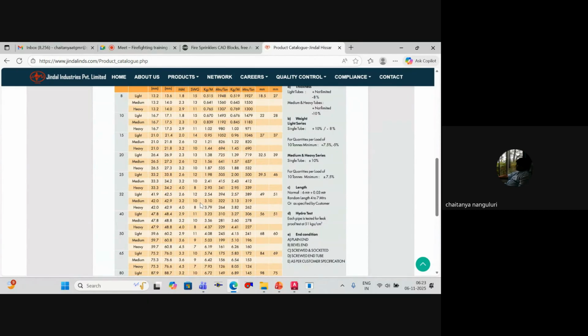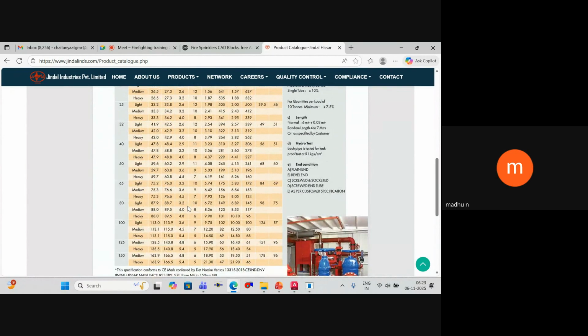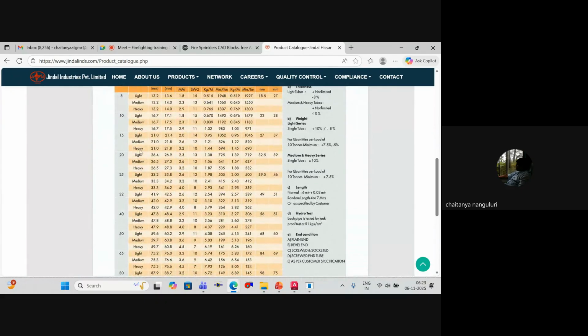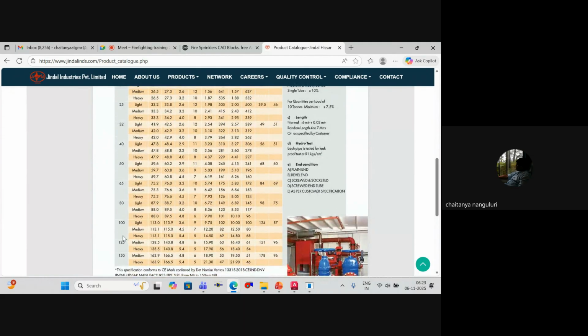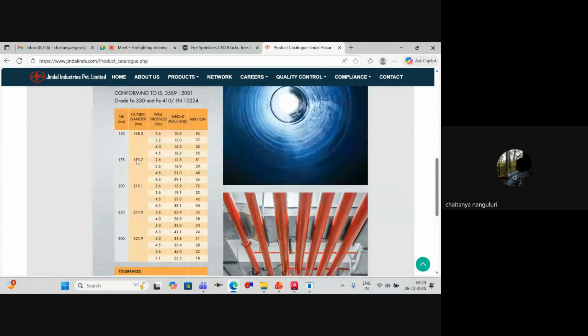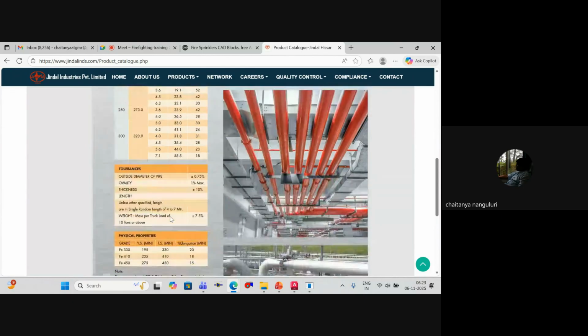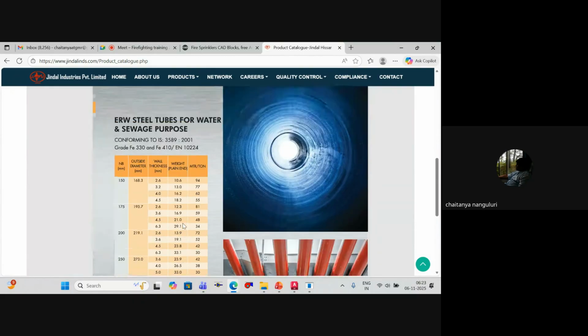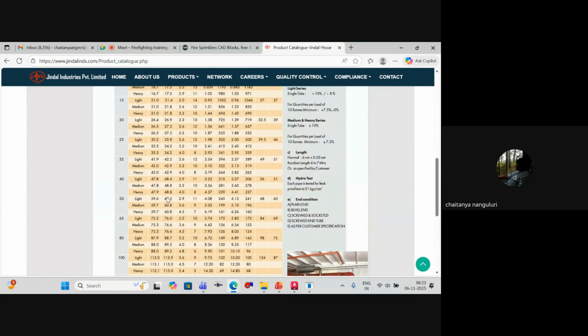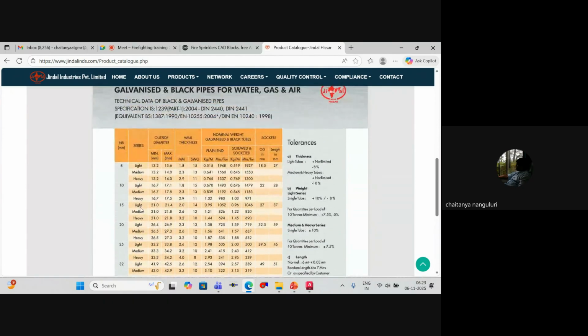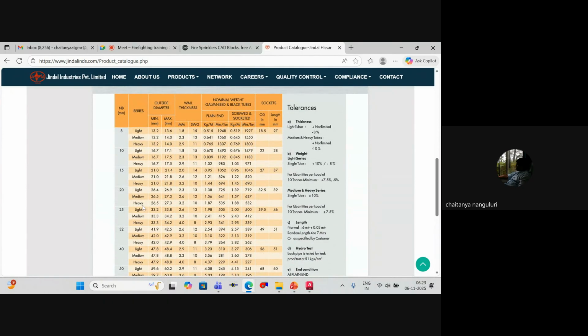Are you able to see the screen? Yes. Okay, so now we have to refer to this particular one. You've got 8, 10, 15, 20, 25, 32, 40, 50, 65, 80, 100, 125, 150 as the standard sizes. Stock of 175 is generally less, but you can get 200, 250, 300, 350. In this case you will always go for heavy, which is what we use in HVAC or firefighting applications, equivalent to our Schedule 40 pipes.